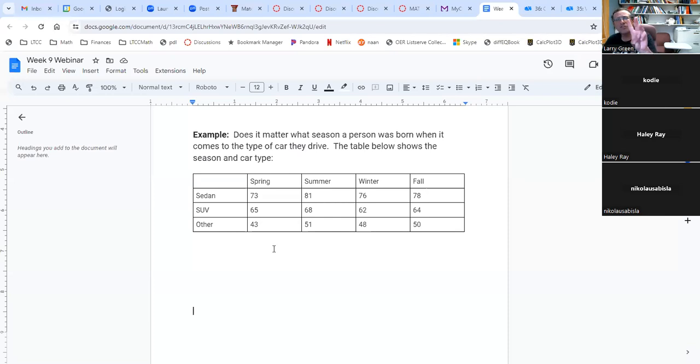So now we have two survey questions, and both survey questions are qualitative, and we want to see whether information about one is going to help you understand the other. Any questions on that idea?